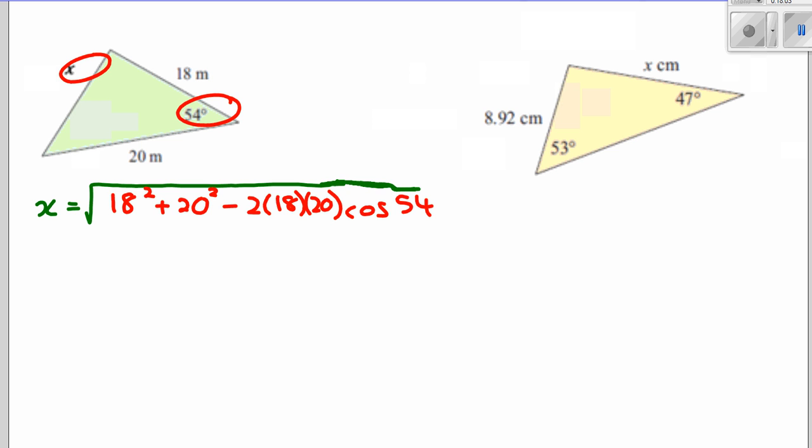And then it goes into the calculator just like that, which is brilliant. And remember, we write the unrounded answer first, just to be on the safe side, and then round your answer.